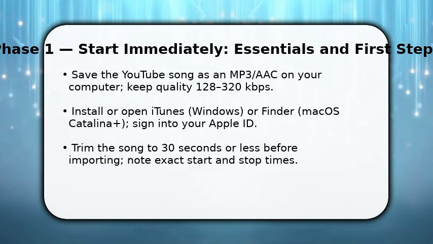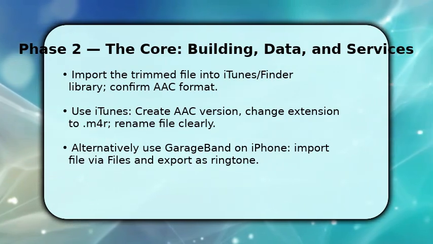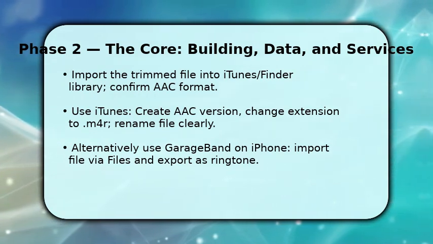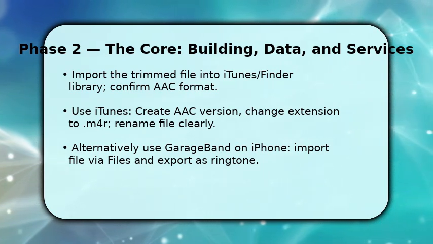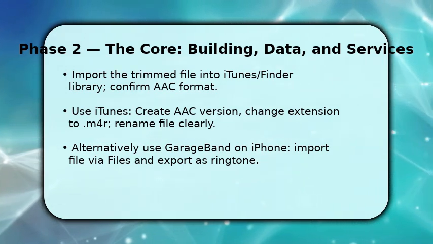Now you convert the trimmed audio into a ringtone format. Import the file into iTunes or Finder. If needed, export or convert to AAC format, then create an AAC version. Once you have the AAC, change the file extension to M4R and ensure the file name is simple.